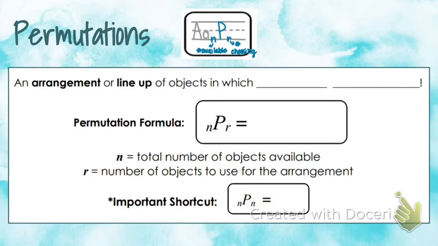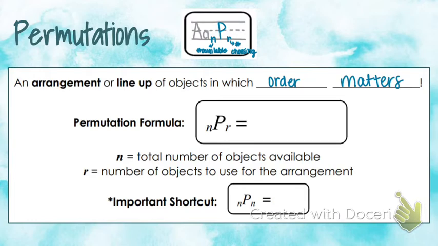Okay, so back to math instead of spelling. A permutation, remember we're talking about probability. A permutation is an arrangement or a lineup of objects in which order matters. So, for example, if there are 5 runners in a race and we want to see how many different ways they can get first, second, and third place, the order matters, because if you pick a different one first, that matters. First place is a different thing than third place. So the order of the arrangement does matter.